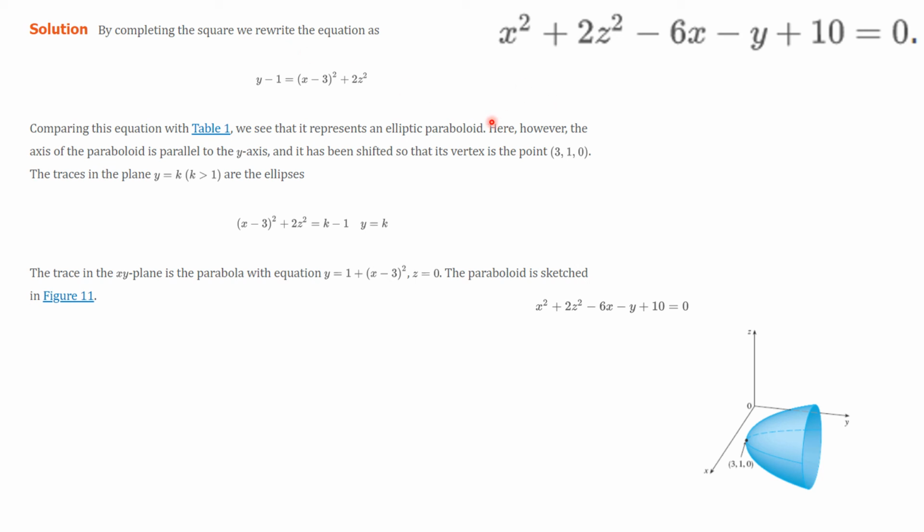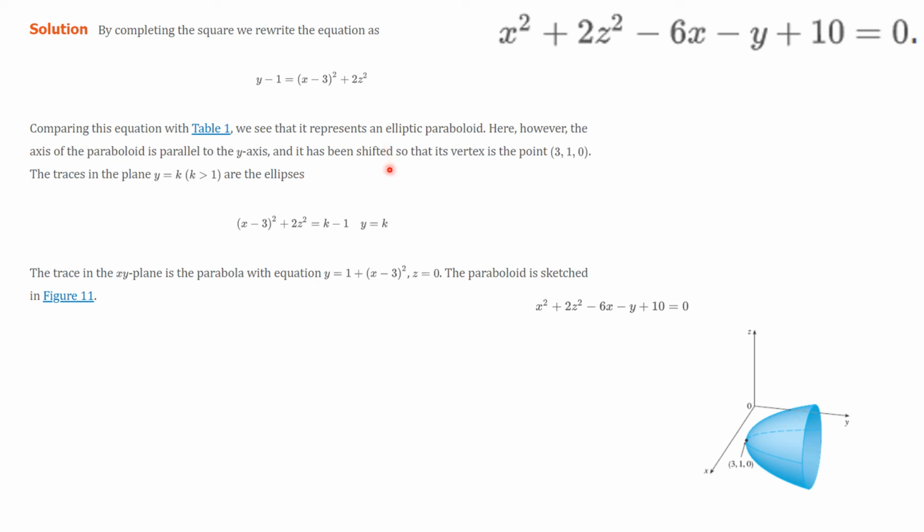Okay, so first we're going to complete the square on the x, and that means we're going to have to add 3 squared to both sides, and then we subtract the 10, so we move things around, and we get that y minus 1 is equal to (x minus 3) squared plus 2z squared. So you see this is shifted 1 unit in the y direction and 3 units in the x direction, and so that gives us a vertex. And comparing this with the table, we see that this is an elliptic paraboloid.